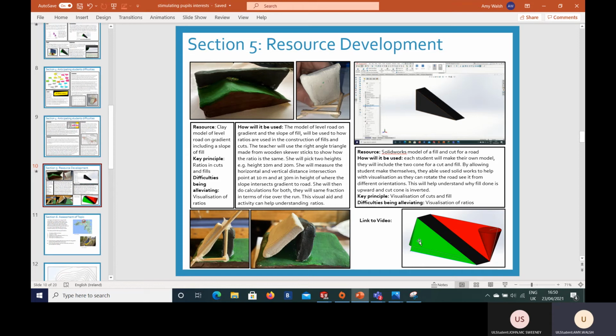It would also help them understand the shape the slope makes for a fill and the shape the slope makes for the ratio. So that is my resource video.